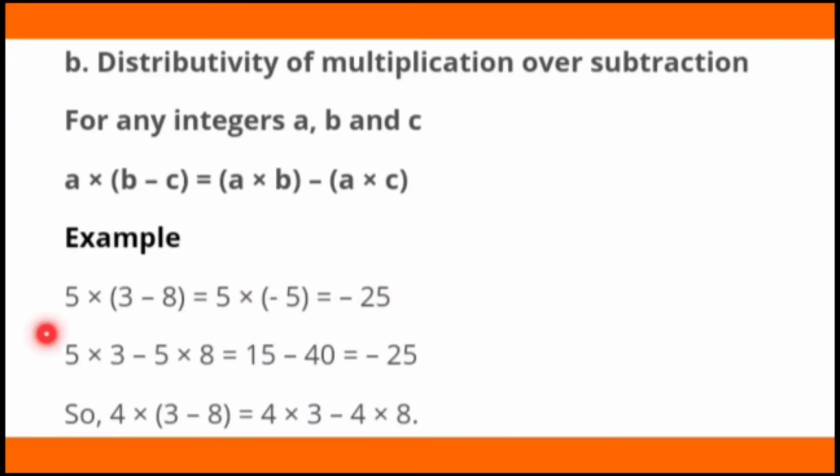Next we are opening the bracket. 5 into 3 minus 5 into 8 equals 15 minus 40, that's equal to minus 25. So 5 into (3 minus 8) is equal to 5 into 3 minus 5 into 8.